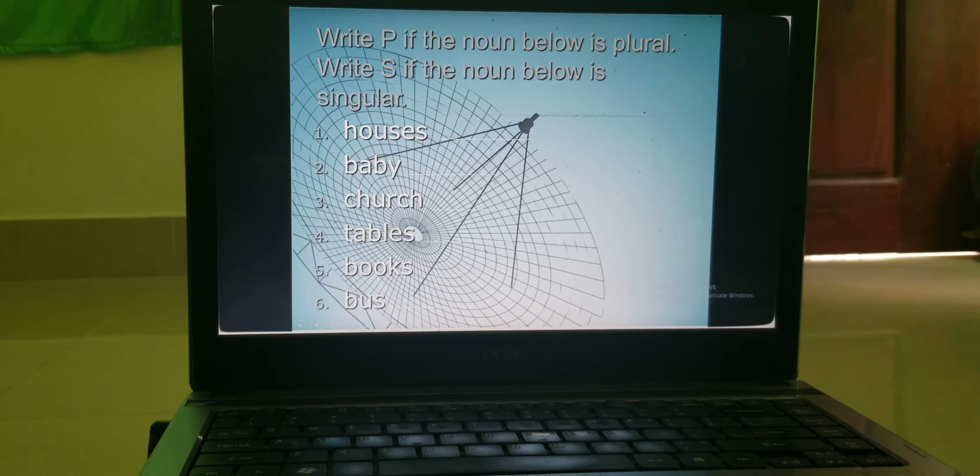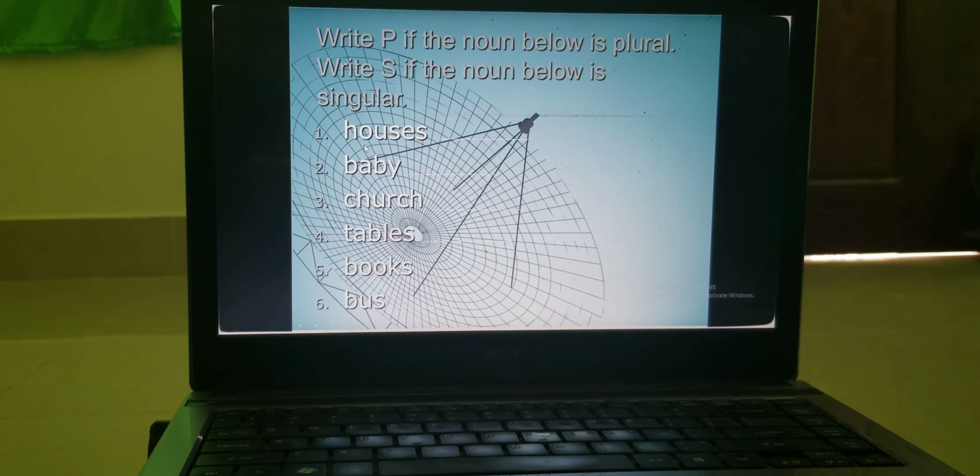Like this one. Write P if the noun below is plural, write S if the noun below is singular. So like number one, you can see, number one is houses, number two baby, number three church, number four table, number five books, number six bus. So take a look at this one. Which word is plural? Which word is singular? Okay, do it already.